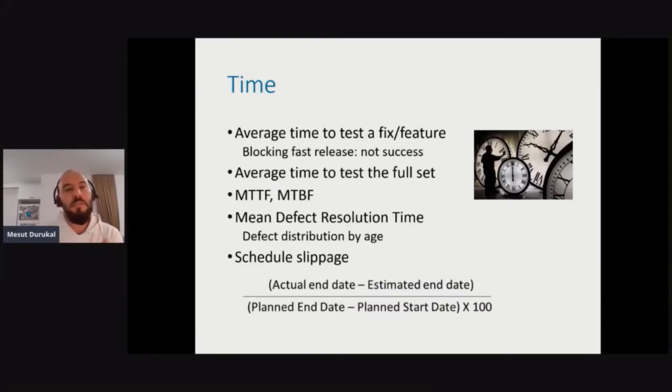Or we can track as well the average time to test the full set. And in this way, we can understand how much time we need to test the whole functionality before going production. And similarly, we can follow some other metrics as well, like mean time between failures or mean time to failure, and mean defect resolution time, and lots of other metrics in terms of time-related issues, and we can group them under the time topic to successfully and easily manage them together.